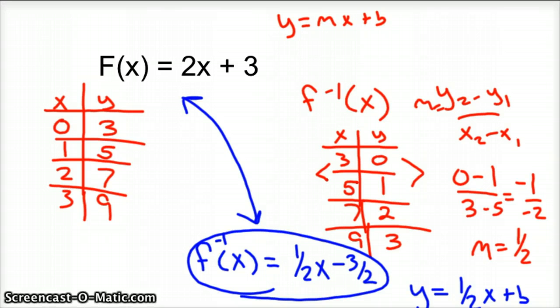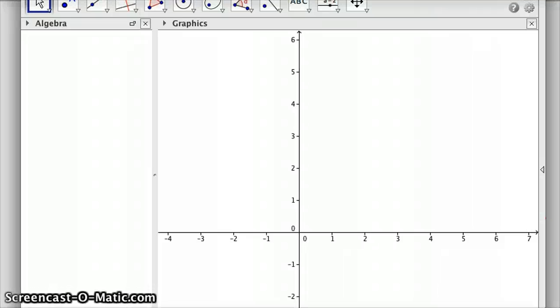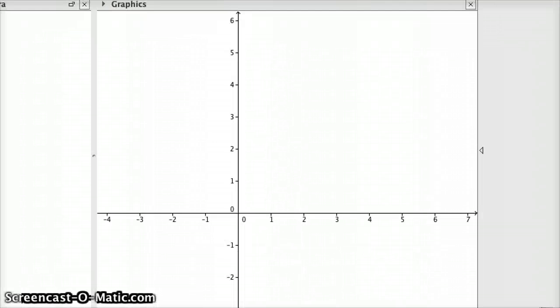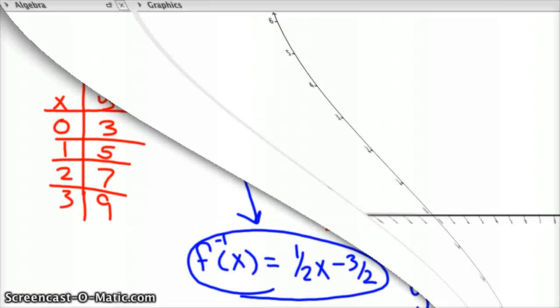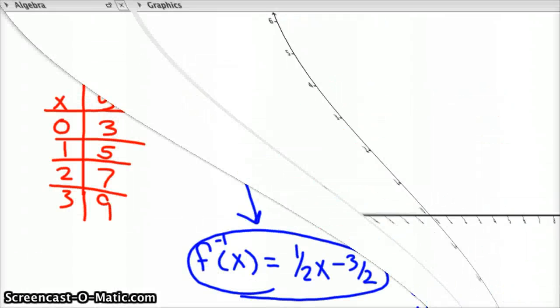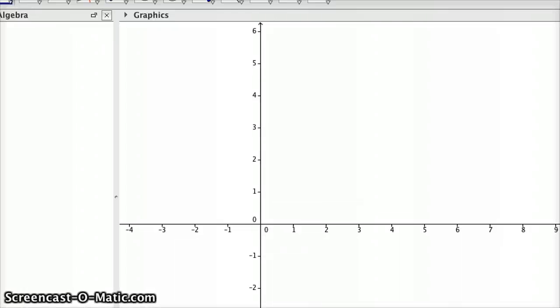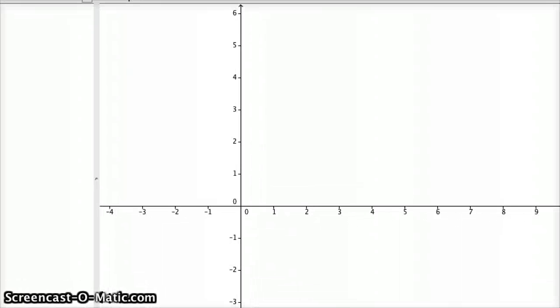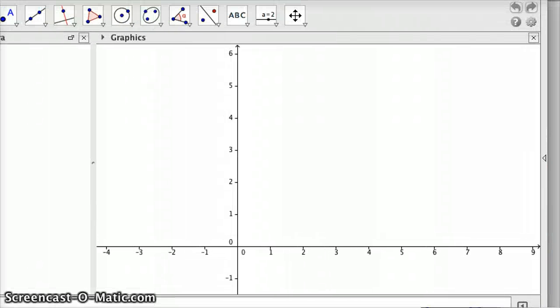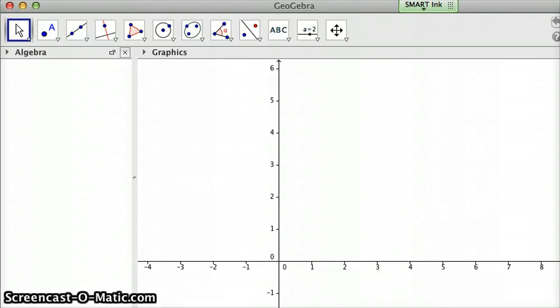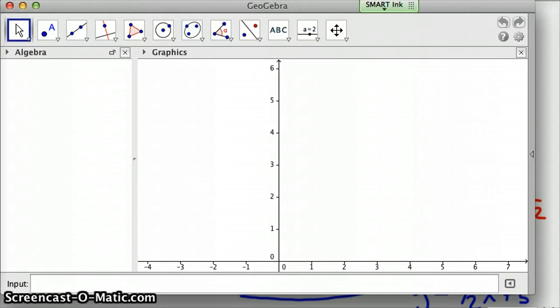Now, another way to do that would be just simply to use GeoGebra. I just wanted to show you what these two graphs look like. Alright, so I'll just shrink it up here. There we go. So what do these two graphs kind of look like? We go ahead and plug those in. I'm going to hit pause for just a second.